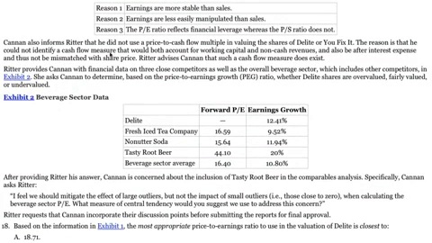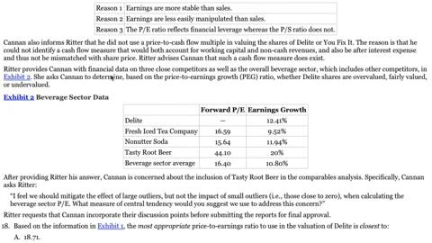Cannon also informs Ritter that he did not use the price to cash flow multiple in valuing the shares of Delight or YouFixit. The reason is that he could not identify a cash flow measure that would both account for working capital and non-cash revenues and also be after interest expense and thus not be mismatched with share price. Ritter advises Cannon that such a cash flow measure does exist. As you were reading this, you were saying, wait a minute, there is such a measure.